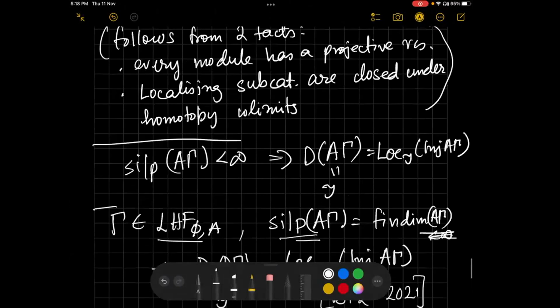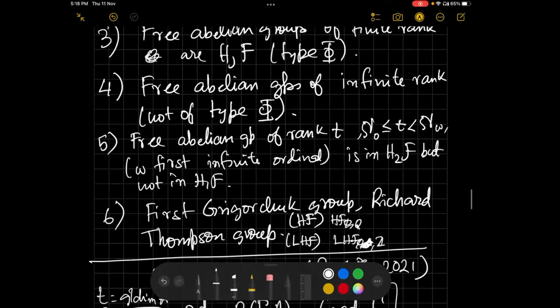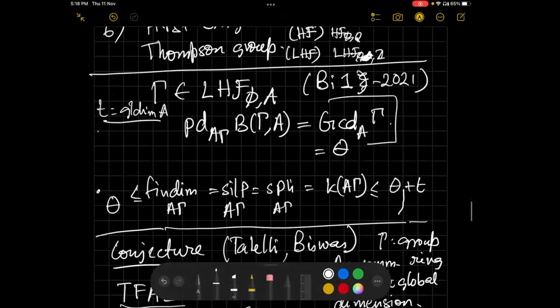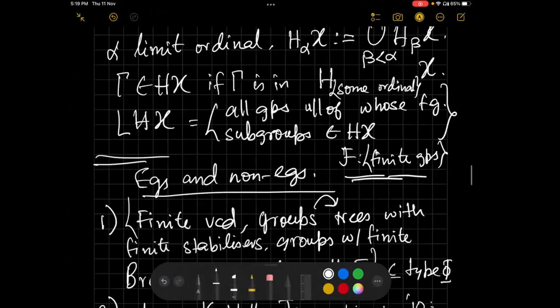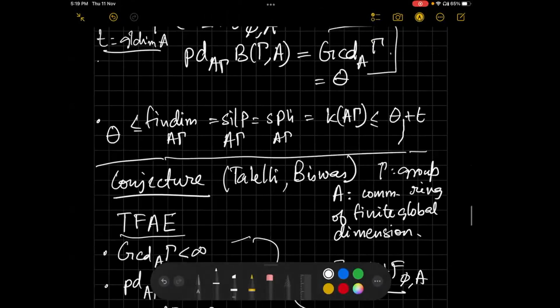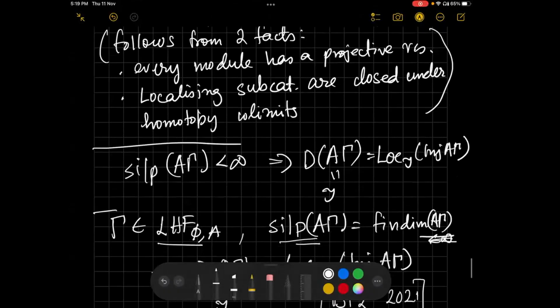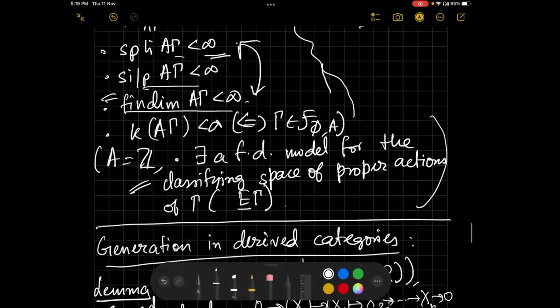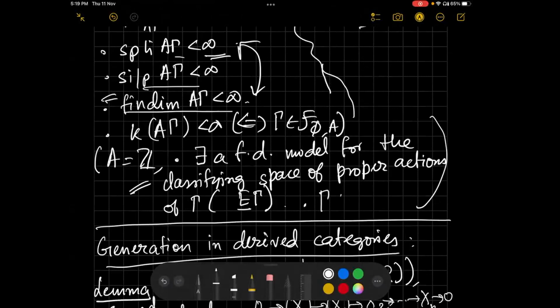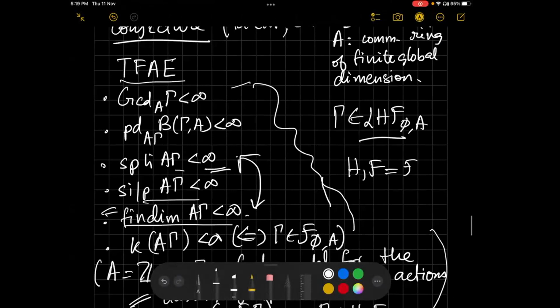And as you saw earlier, H1F is a very well behaved class. Why? Because H1F means that it is type phi. Type phi implies that this guy should be finite. And if this guy is finite, all invariants are finite. So for H1F groups, for type phi groups, everything should be finite. And actually, I should have added one more condition here: when you have Z in place of A, you have this, and also that this should be H1F.